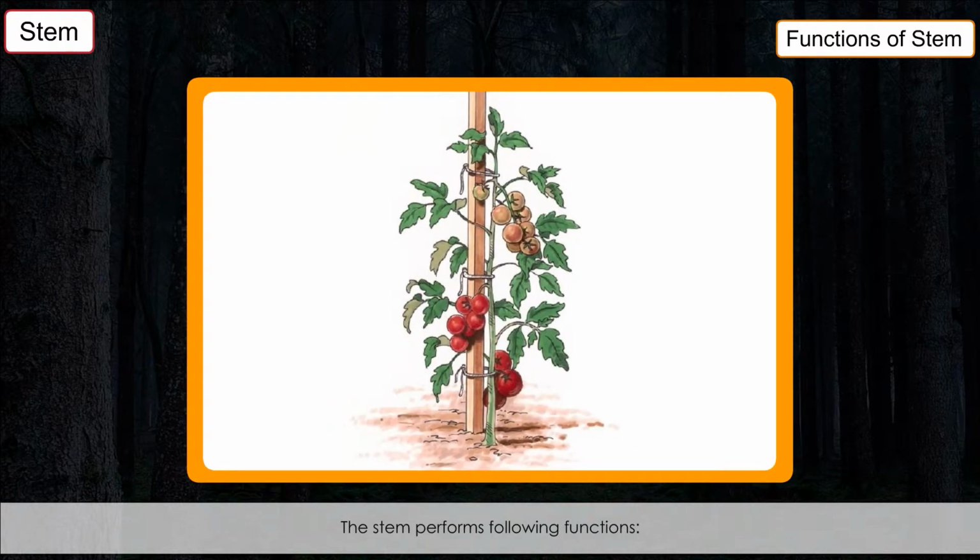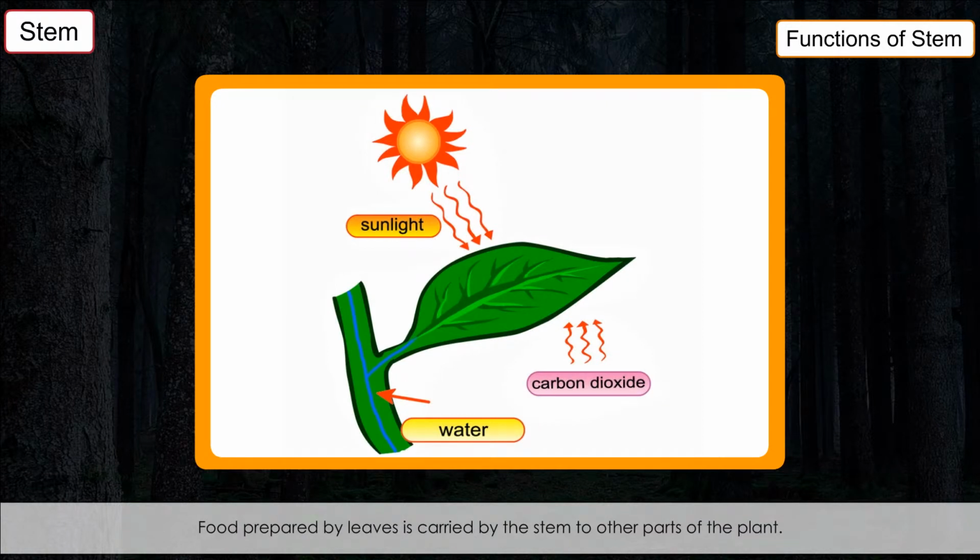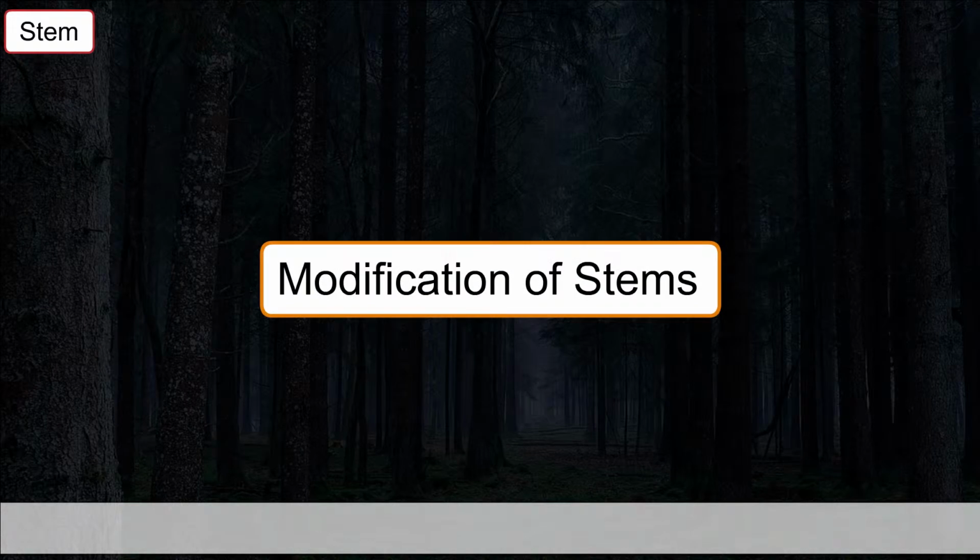Functions of stem. The stem performs the following functions. The stem helps the plant to stand upright. It bears branches, leaves, flowers and fruits. The stem helps in transportation of water and minerals absorbed by the roots. Food prepared by leaves is carried by the stem to other parts of the plant.